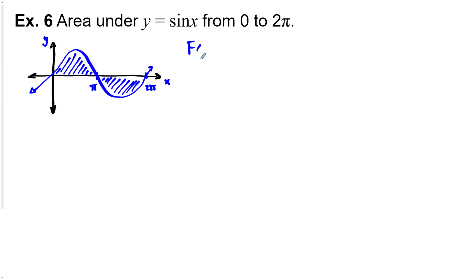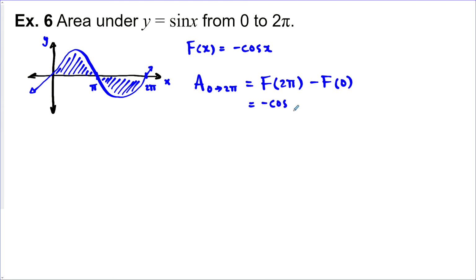We have our antiderivative from before, it'd be negative cos x. So the area from 0 to 2 pi would be f at 2 pi minus f at 0. Okay, so that would mean that it's negative cos 2 pi minus a negative cos at 0. Now, cos 2 pi is just 1, so this would be negative 1. And over here, cos 0 is also 1, except this has got a negative negative, which would be a positive. So we end up with 0 units squared.